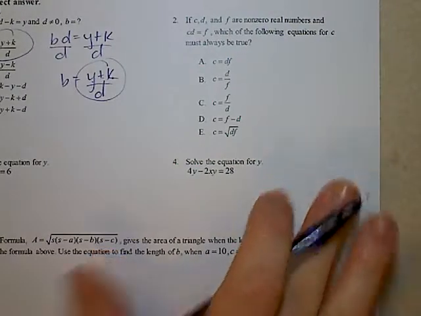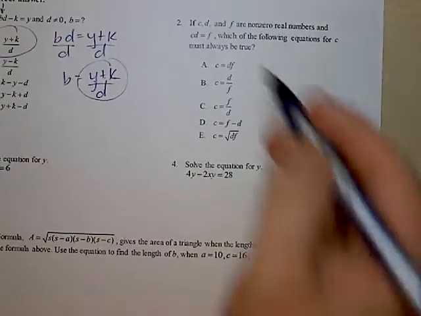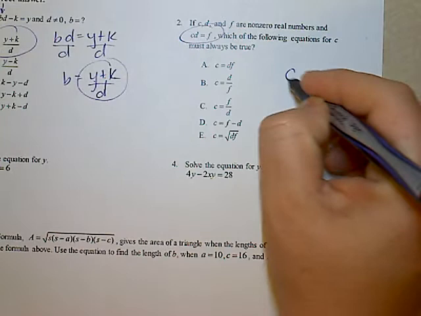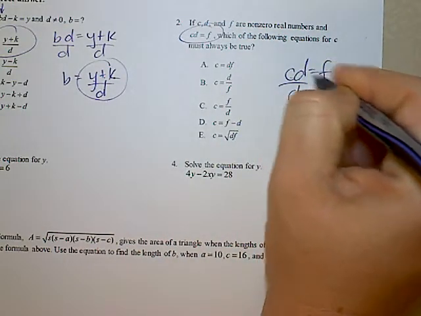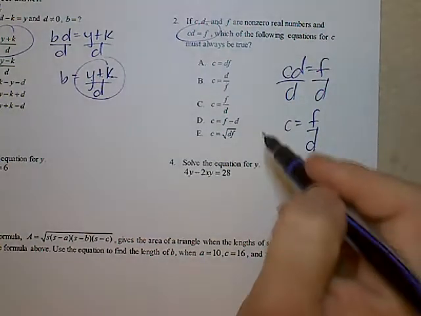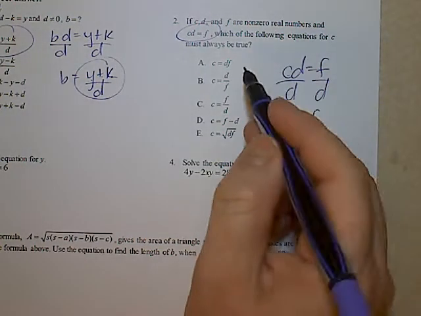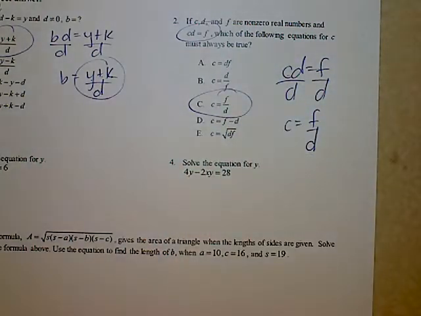Number 2: if y, d, and f are non-zero real numbers and c times d equals f, which of the following equations for c must always be true? If we're going to solve for c here, we're going to start by dividing by d. Opposite of multiplying is dividing. C equals f over d. And the correct answer is C.